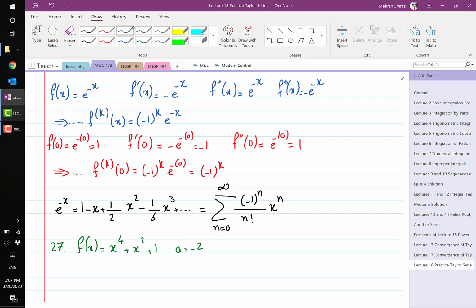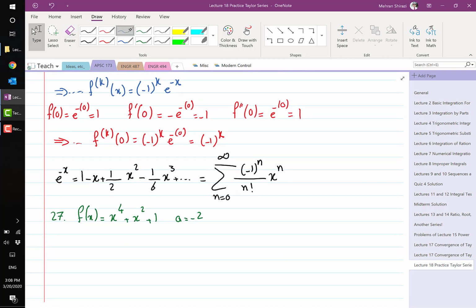Isn't the Taylor series exactly the same as the function here? No. Because we want the Taylor series around a equals negative 2. So in the Taylor series of this polynomial, we will see terms like x minus a. A is negative 2, so we will see terms like x plus 2. Don't worry if you didn't understand anything from the last minute of what I said. Just look at what happens when we start finding the Taylor series.